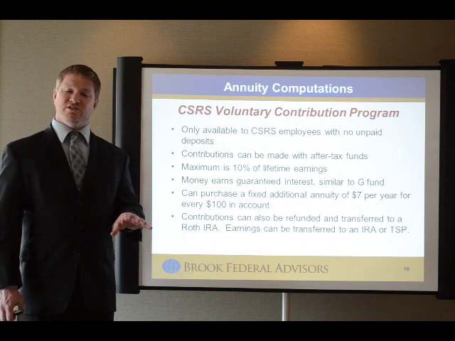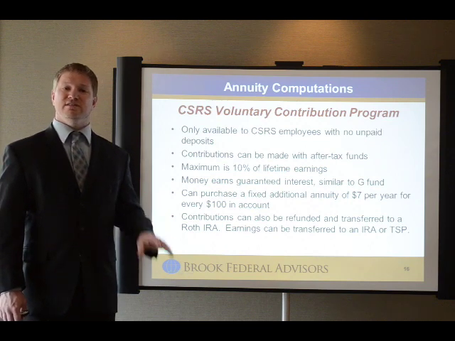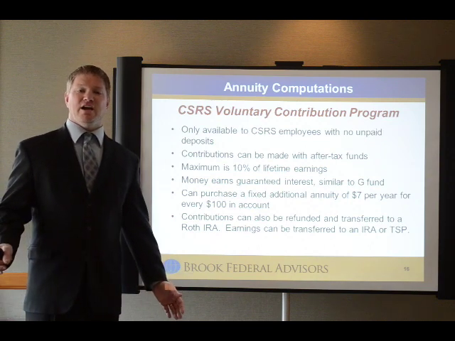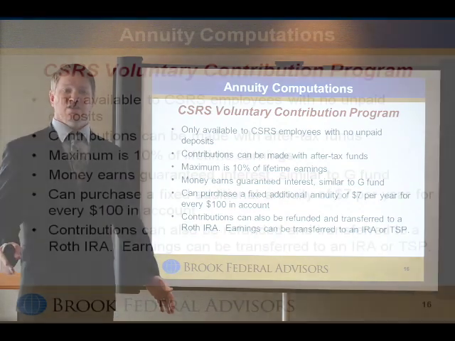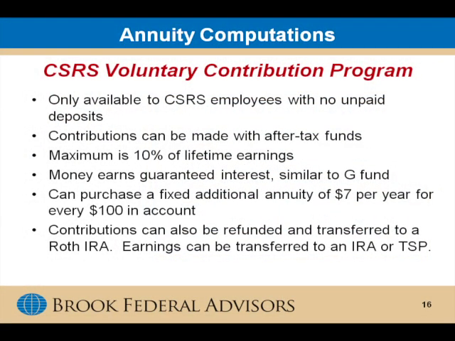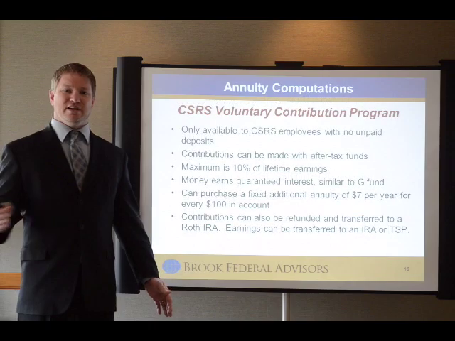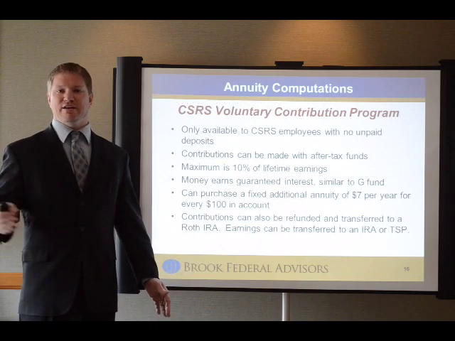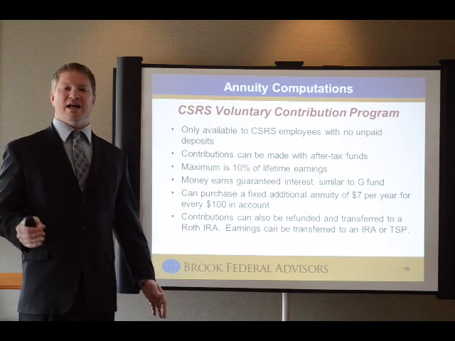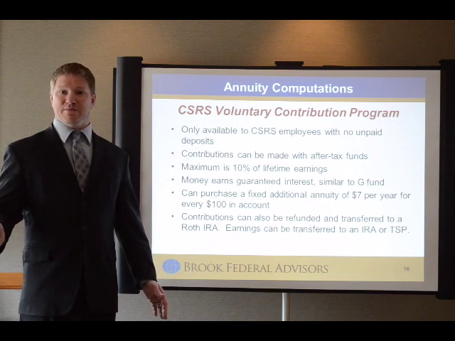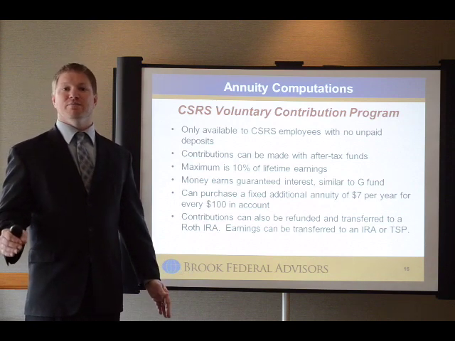Now, the decision point, if you are using the VCP program, is at retirement you can do one of two things. You can purchase a fixed annuity to add on to your existing one. That comes at $7 per year for every $100 in your VCP account. So you get a 7% payback on that every year, but that 7% would not step up with inflation over time. It would be a fixed annuity at that 7%.